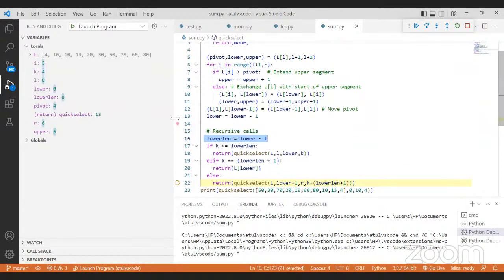So the simple concept is that every time we will reduce the search space by half. Currently the worst case still occurs in quick select also, because in quick sort the worst case complexity was order of n square. Same for quick select, the worst case complexity will become order of n square here also. So how can we improve this?